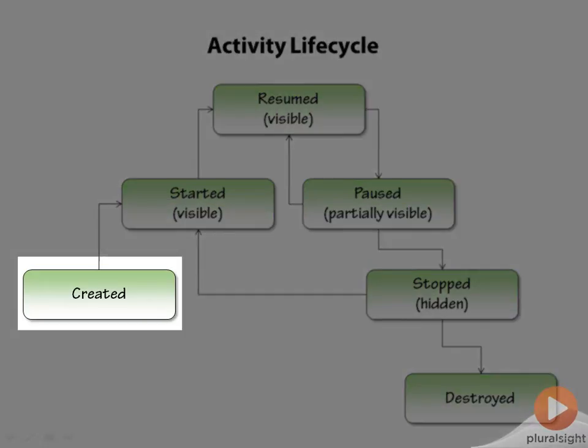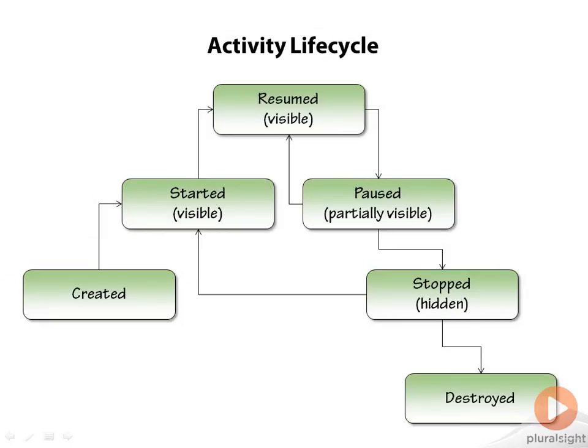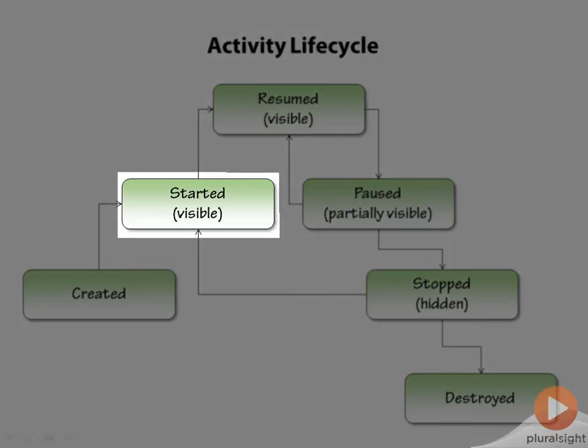We start off by having our activity created. This usually happens when you launch an app from the home screen or from the app drawer in Android. Android apps usually specify what the first activity for an application is in the manifest file, which we'll talk about more later. Once the activity is in the created state, it becomes visible as it goes into the started state.